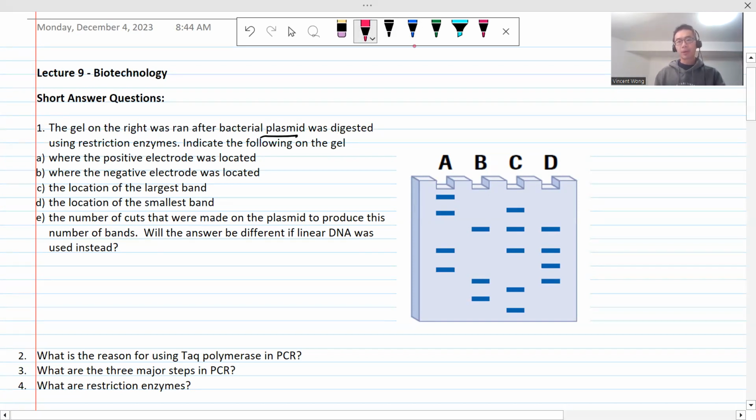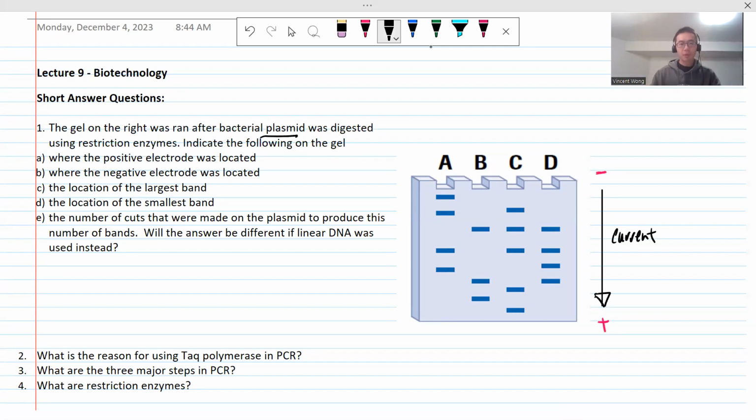You should remember when we run a gel, it goes from negative to positive. That's the direction of the electric current. And the reason we do that is because the backbone of DNA is negative. When you apply a current from negative to positive, you are repelling, pushing that negative backbone in the DNA, causing it to move towards the positive side.